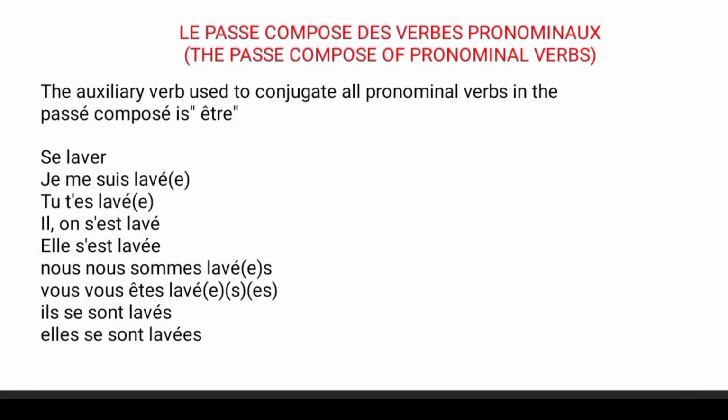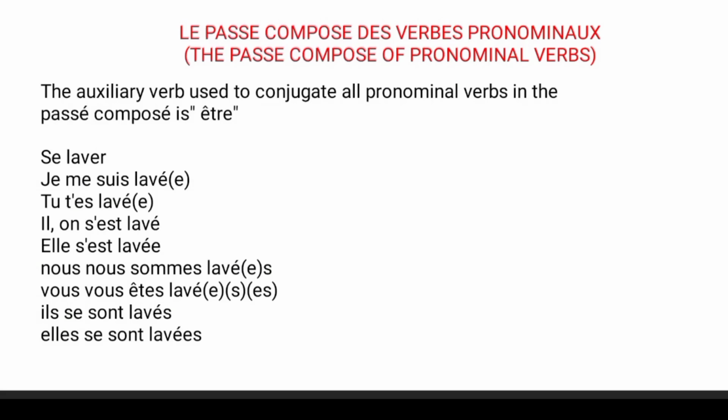Now look at an example here. Se laver, that is to bathe oneself. Je me suis lavé. You see, I had to put the reflexive pronoun there, me, because of the infinitive of the verb. And I must use the verb être to conjugate it. It's a must. Every reflexive verb uses the verb être to conjugate the passé composé with the participe passé.